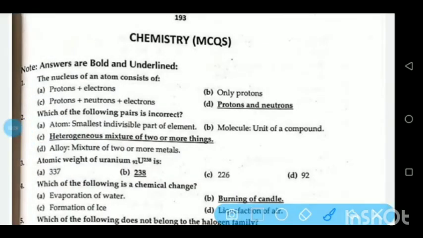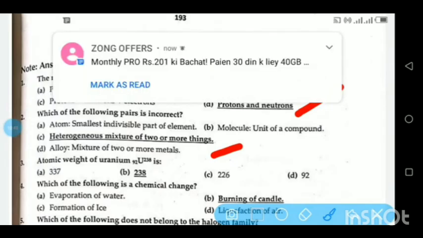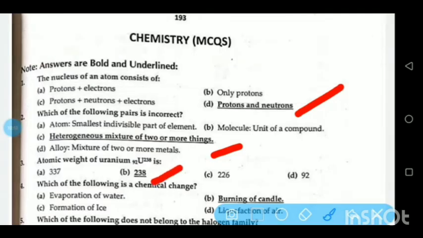Now we will start chemistry MCQs. The first one is the neutrons. Which of the following pairs is incorrect? Heterogeneous mixture of two or more things. Atomic weight of uranium, 92U238, is 238.